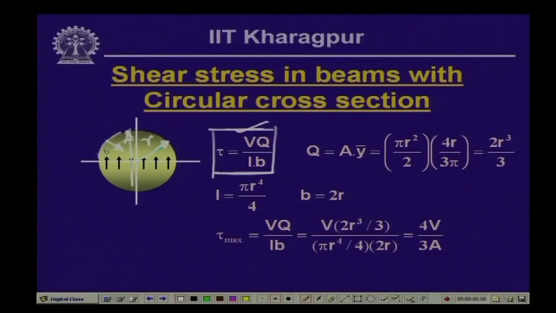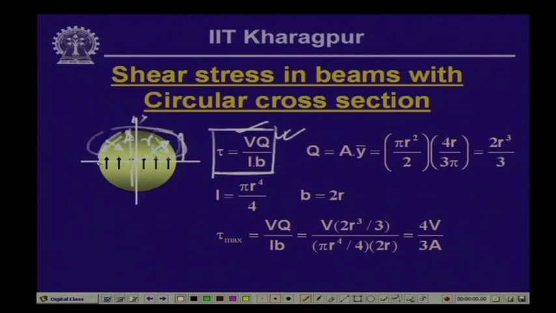So, the stresses which we will have are all in the tangential direction, and hence these stresses are no longer going to be parallel to the y axis. So, it is very difficult to use this particular formula, or in fact this formula cannot be applied in evaluating the shear stresses in this particular zone.